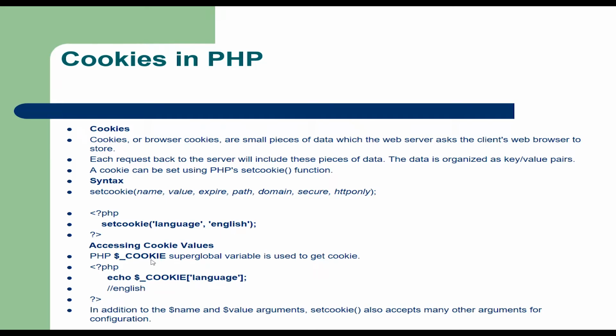But to access the value of the cookie, we have to use the $_COOKIE super global variable. In this snippet, we can see we have used echo $_COOKIE. In the square brackets, we have used the name of that cookie, that is language.